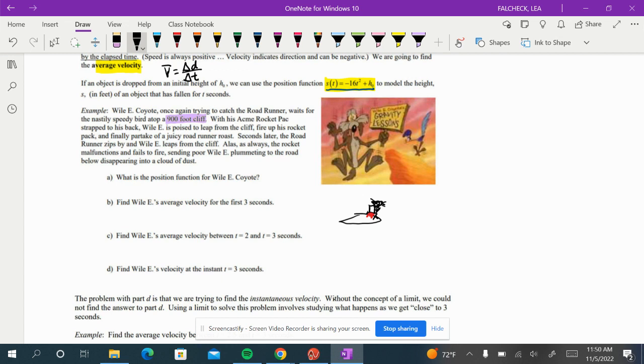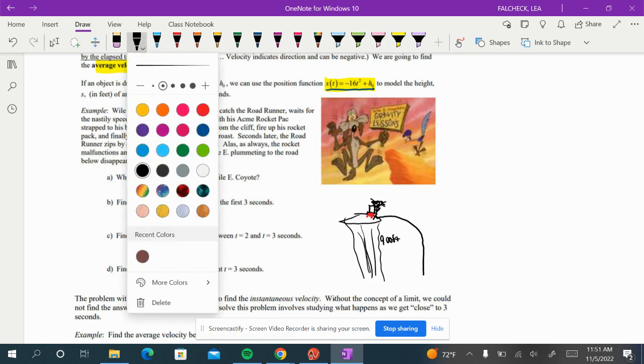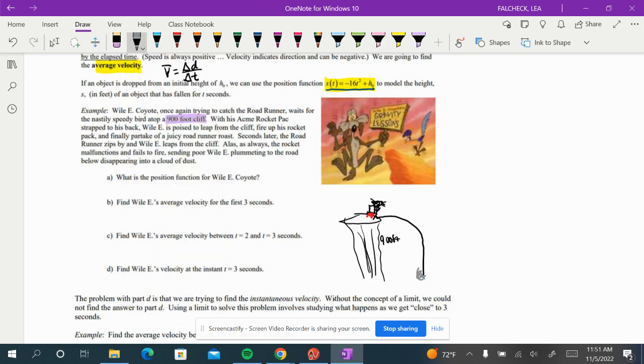So seconds later, the roadrunner zips by and Wile E. leaps from the cliff. Alas, as always, the rocket malfunctions, oh no, and fails to fire, sending poor Wile E. Coyote plummeting to the road, disappearing in a cloud of dust. So this cliff is 900 feet tall, and poor little Wile E. turns into a cloud of dust at the bottom.